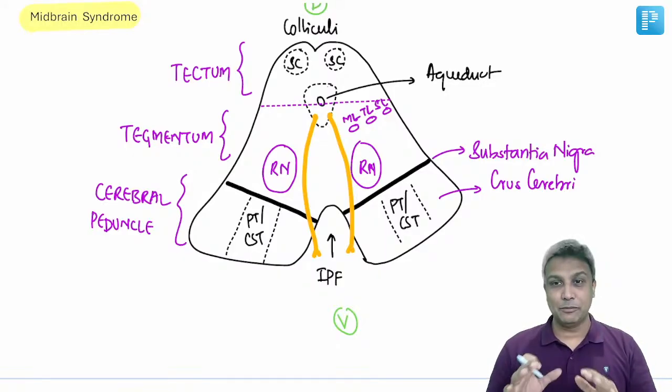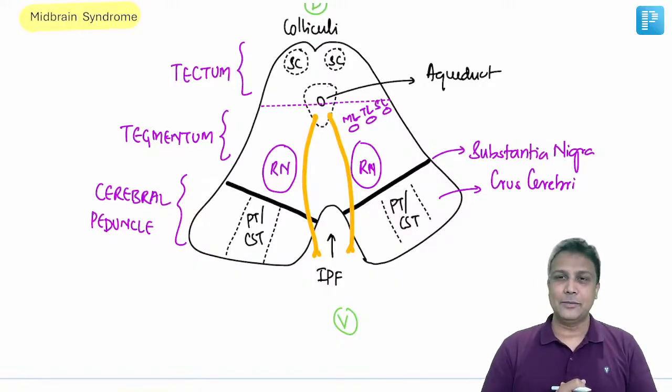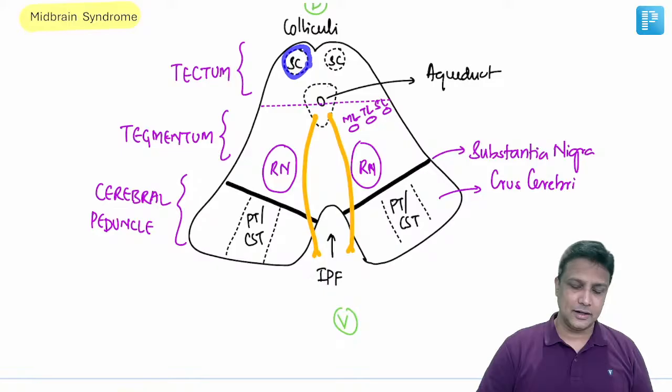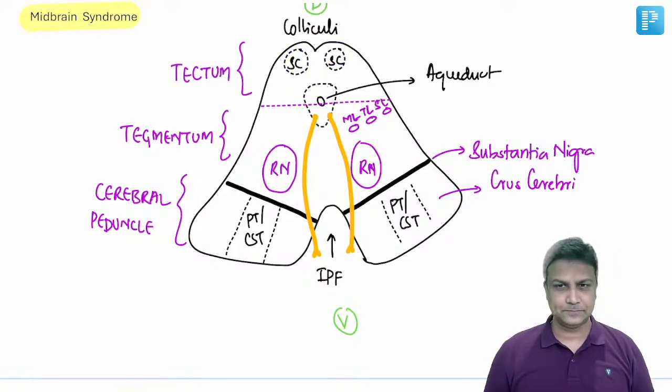And that itself is also an important MCQ. Yes, probably it can be asked in the exam. Which lemniscus cannot be seen at the level of superior colliculus? That will be the lateral lemniscus.